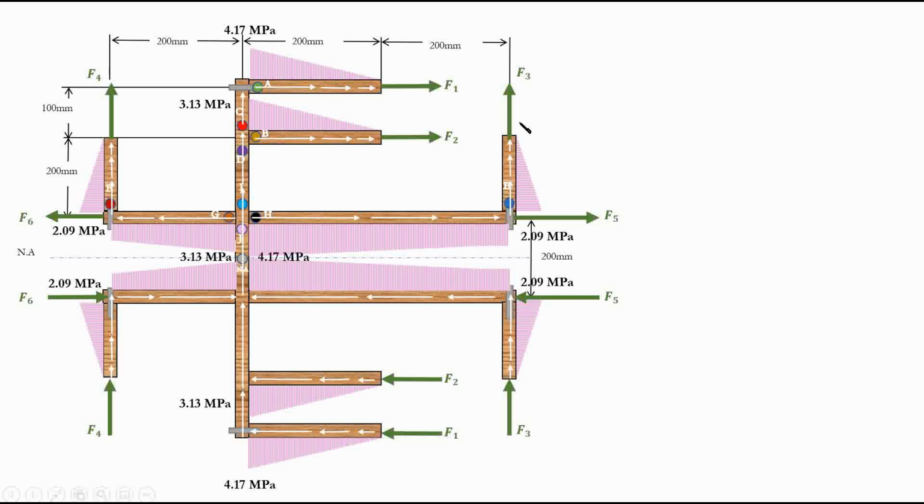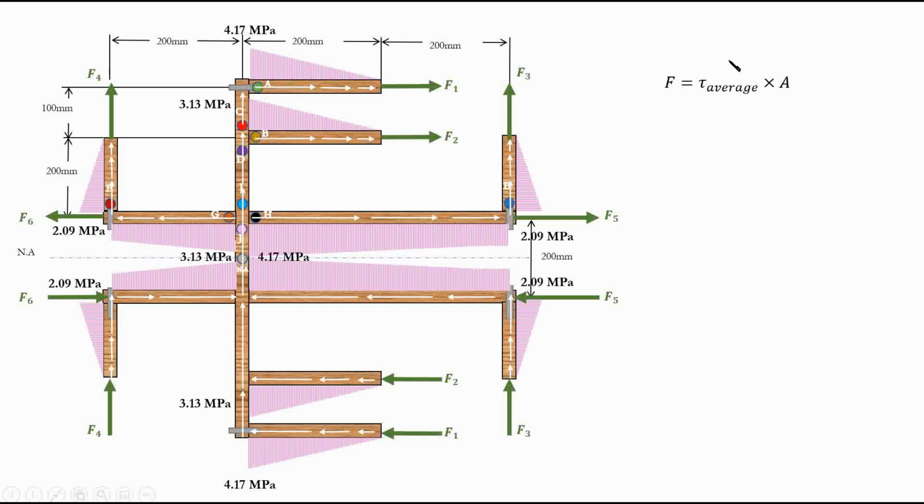Now, we can calculate each of these forces individually. How can we do that? We know that force is equal to stress multiplied by area. However, for each of these segments, you can see that the stress is variable. Stress varies from 0 to the maximum, here 0 to maximum. Here, for example, it varies from 2.09 to 3.13. So the stress is not a constant value that we can just multiply by A to find the force.